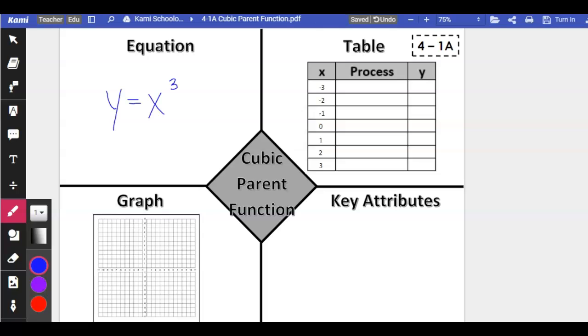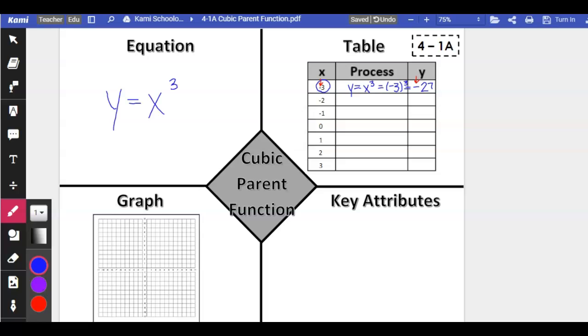cubing the variable x. Now, if you're creating a table, I've already provided several x values for you, and in order to figure out the y values, y is equal to the x value cubed. So here, if x is -3, then I'm going to take -3 and cube it. I'm going to multiply it by itself 3 times. -3 times -3 is 9, and -3 times 9 is -27. Notice how the sign from the x to the y value is preserved. They have the same signs. So that is going to be kind of important, especially whenever we graph.